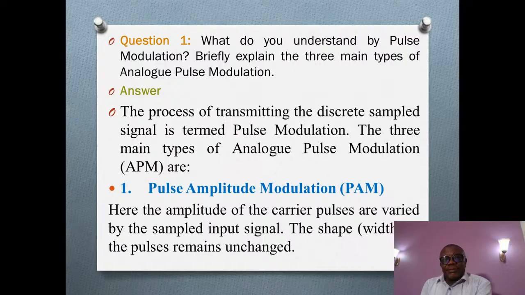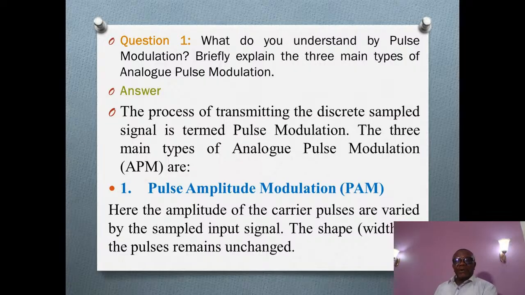Question 1. What do you understand by pulse modulation? Briefly explain the three main types of analog pulse modulation. And the answer is: the process of transmitting the discrete sampled signal is termed pulse modulation.